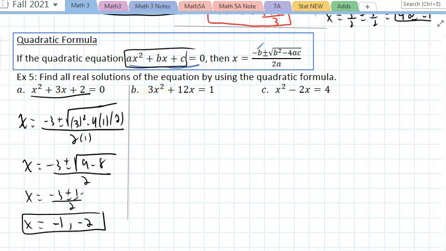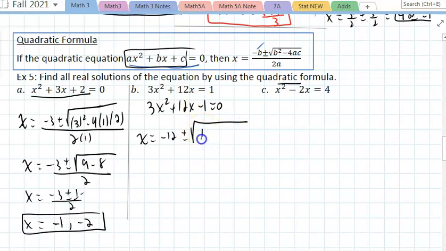Next problem up. I gotta make sure that I have 0 on one side, everything else on the other side. Since the problem says use the quadratic formula, you must use the quadratic formula even if it factors. X is going to equal negative b, b is 12 in this case, plus or minus the square root of b squared minus 4 times a times c, all over 2 times a.